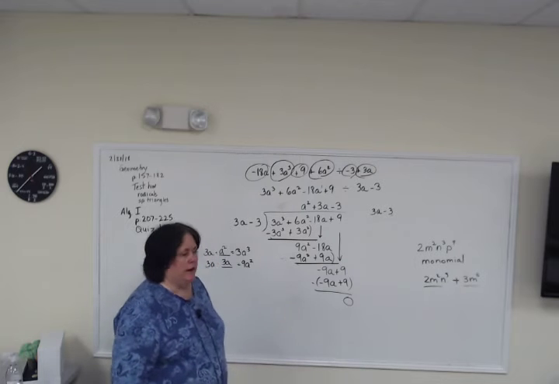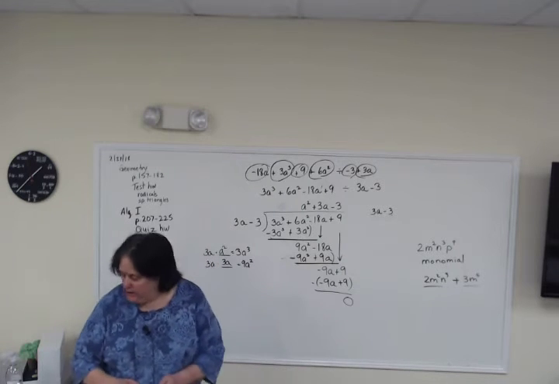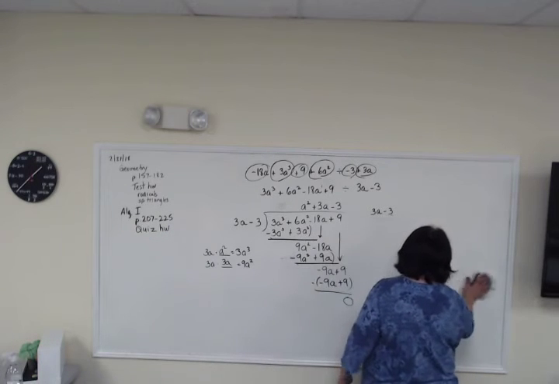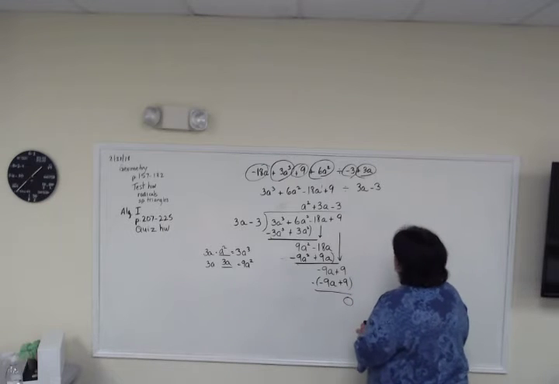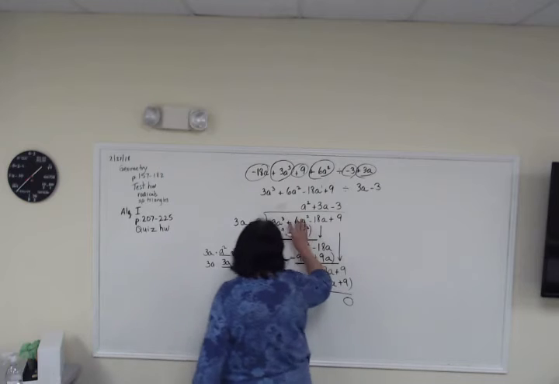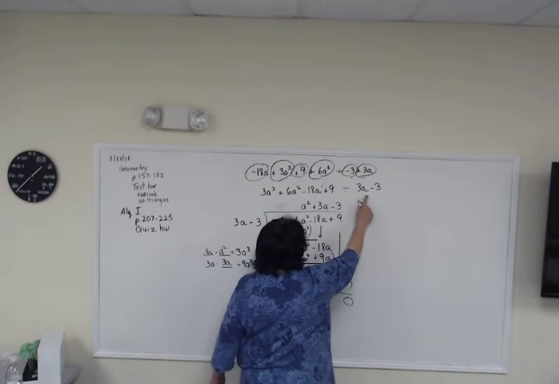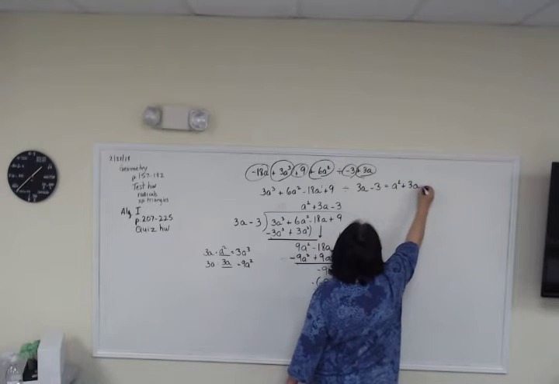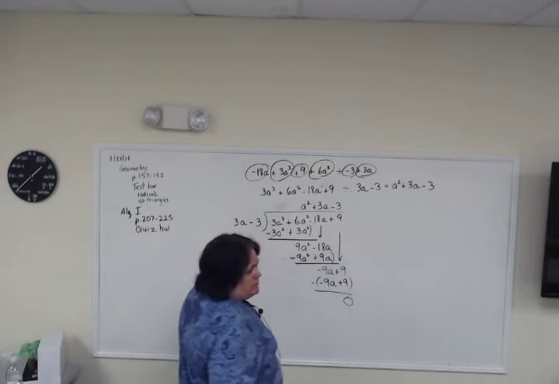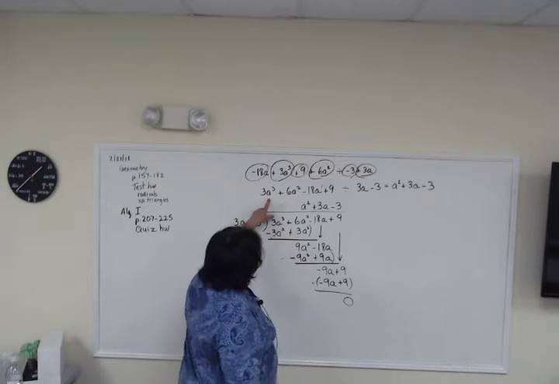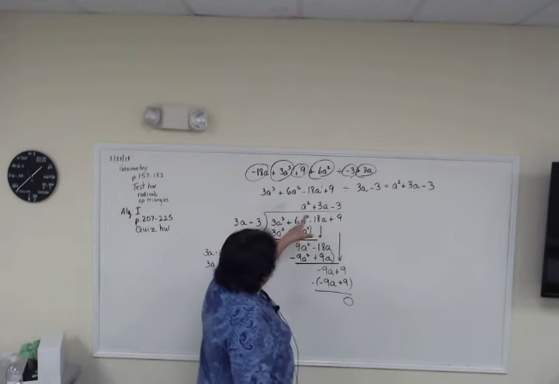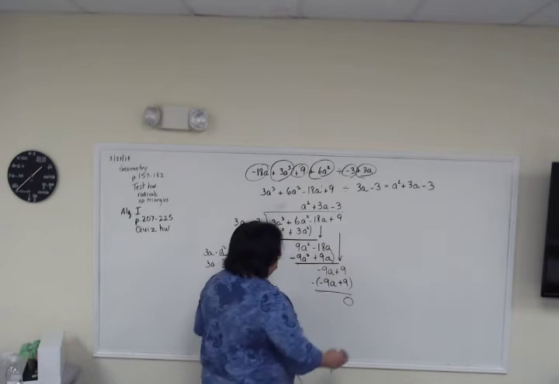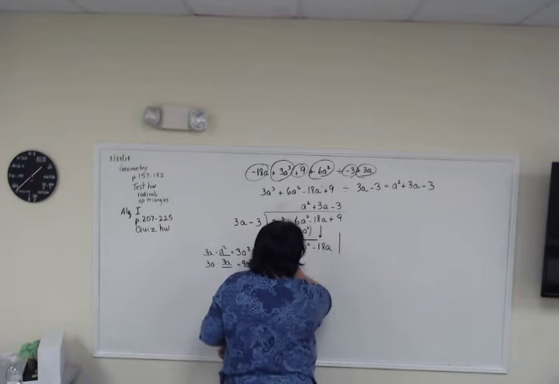So I have no remainder. Now, this is important for what you're going to do next year with this. If this divided by this equals a squared plus 3a minus 3, right? This right here divided by this equals this answer because there's no remainder, right? Okay, so I'm going to erase this now so I'll have some room underneath it.